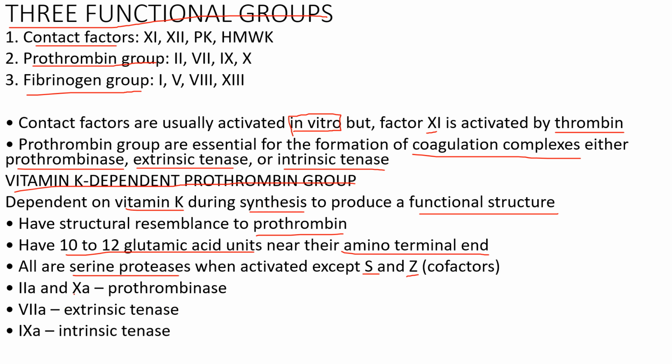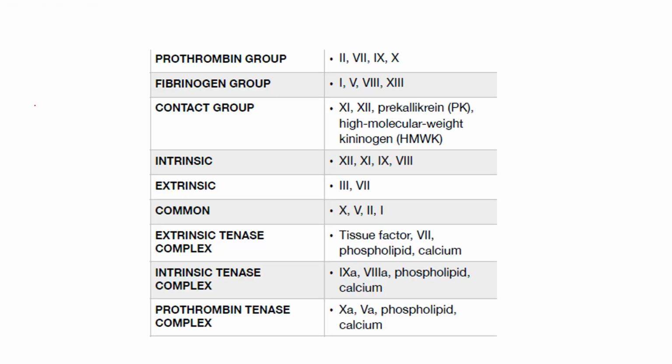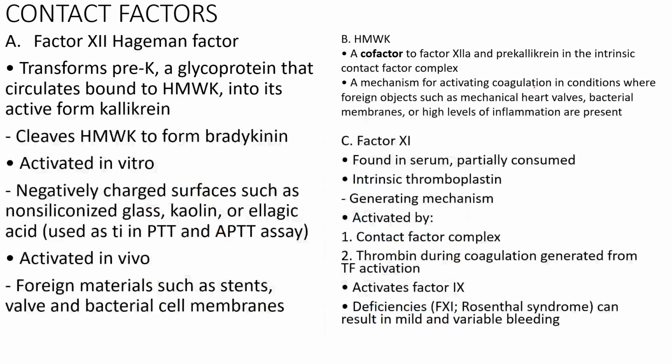Activated factor 2 and activated factor 10 are known as your prothrombinase. Activated factor 7 is your extrinsic kinase, and activated factor 9 is your intrinsic kinase. In summary, this is the summary of the different groupings and the different factors involved. Kindly memorize them. Now let's tackle the contact factors.